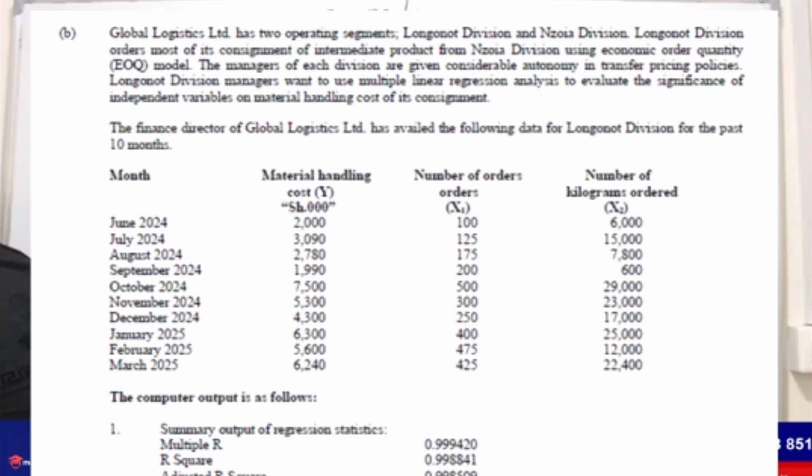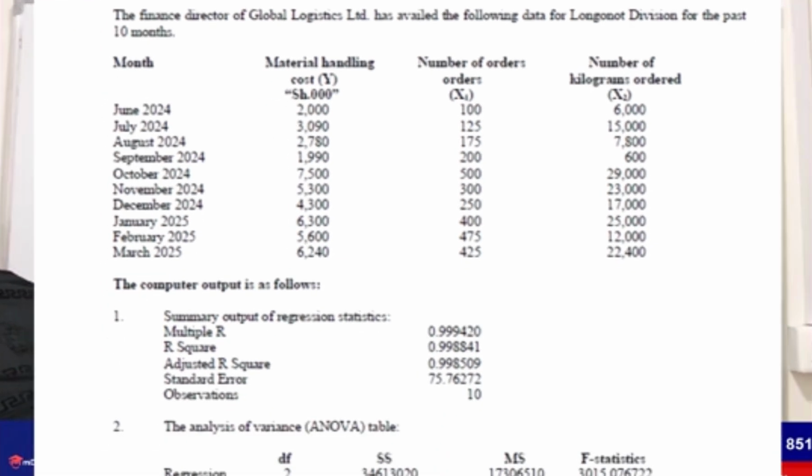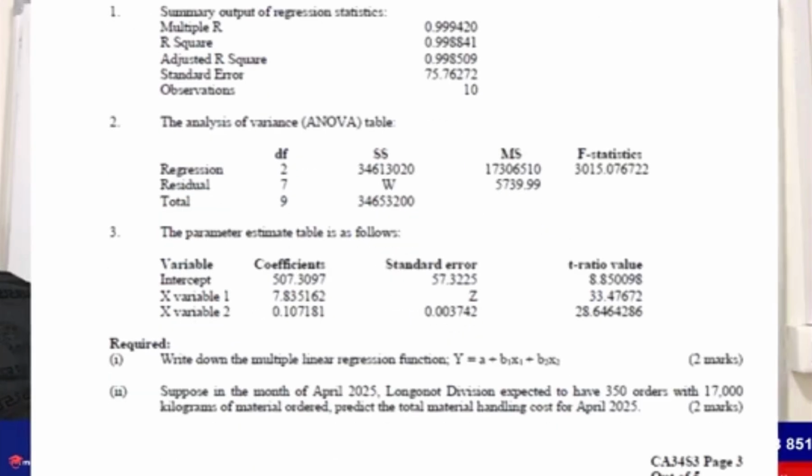In our case, the finance, where we told, there's an item where we told material handling, we have number of orders, number of orders is x1, number of orders kilogram ordered is x2. So our first variable is number of orders, and number of orders here we're given 350. So come to our equation.